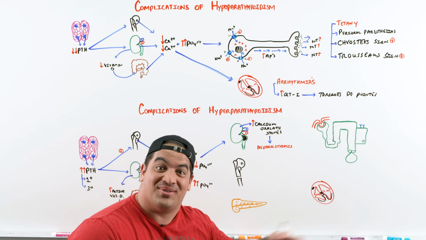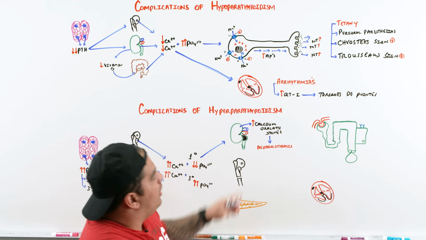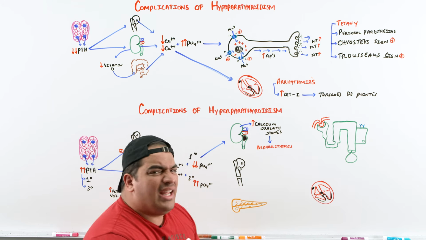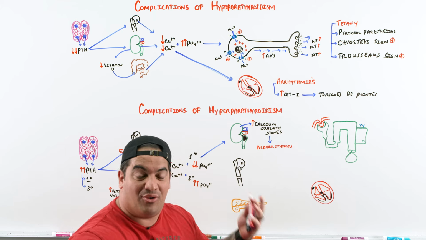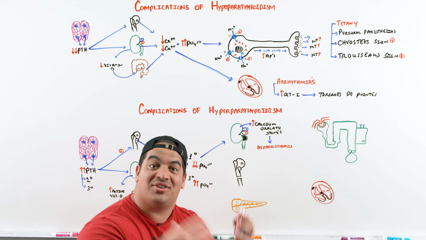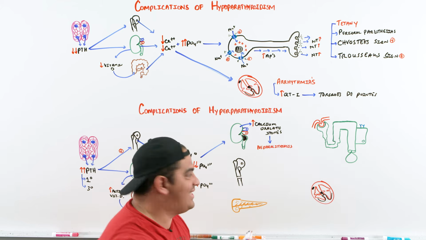Stones, bones, groans, thrones, psychiatric overtones. That's one thing that these patients are really high risk of, all right? It's causing a stone that's obstructing the flow of urine, which may lead to hydronephrosis, increased risk of urinary tract infections, hematuria, etc. The other concept here is that these patients have problems with the bones.